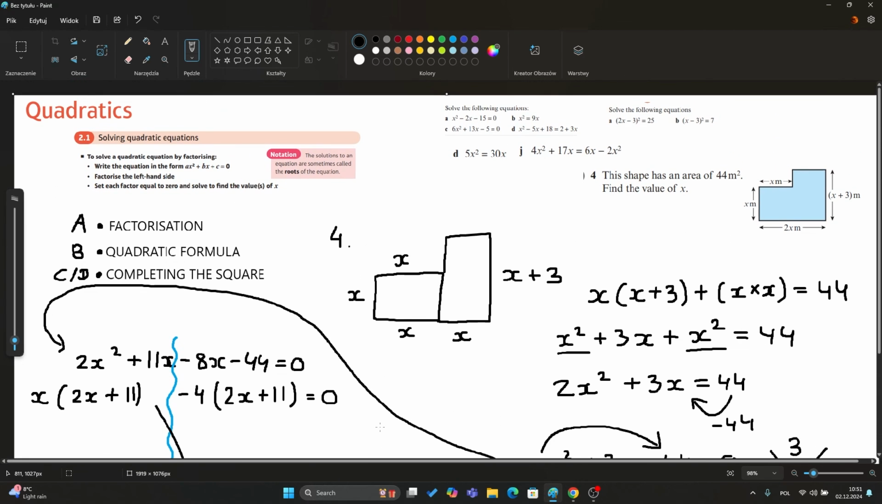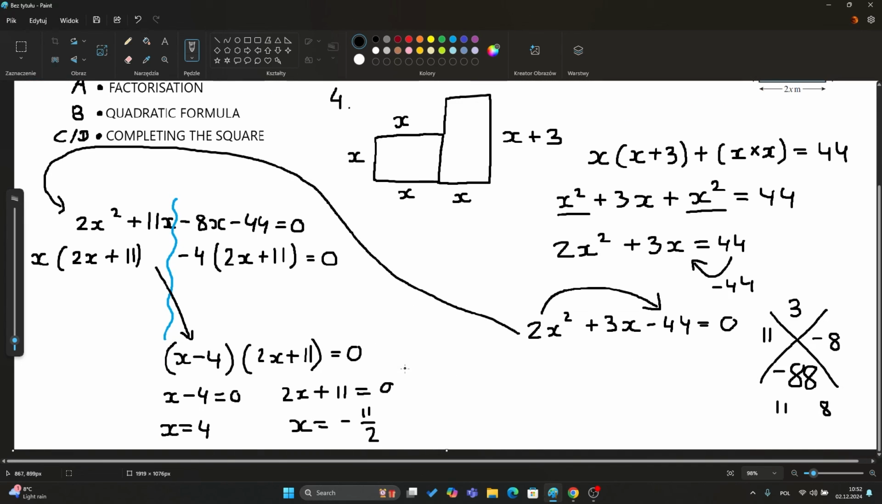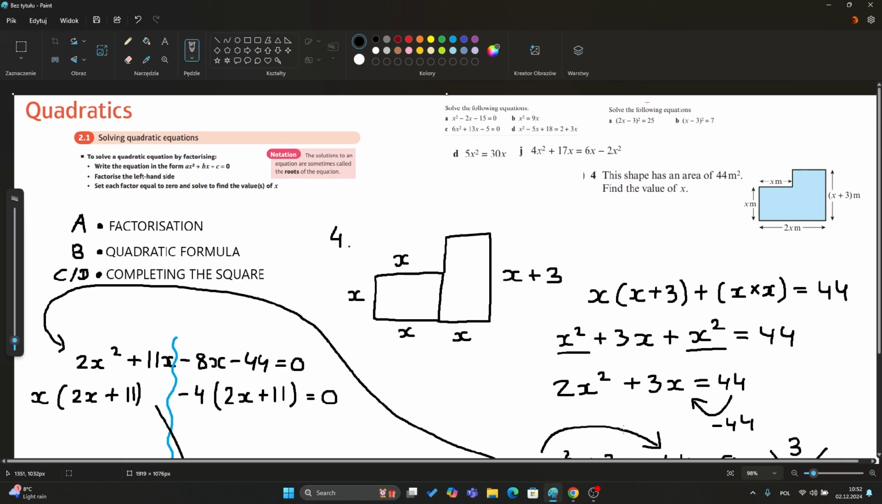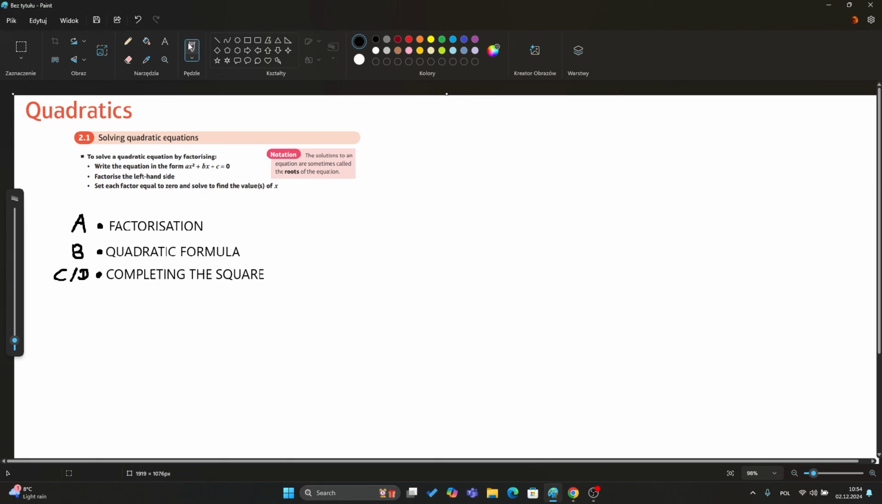Now the value of x has to be positive because the length cannot be negative. So x is not equal to minus 11 over 2 because it is a negative number and the length cannot be negative. Therefore we have x equals 4 to be the right answer, so the length of x is 4. Now we can do exercise 2a using factorization.